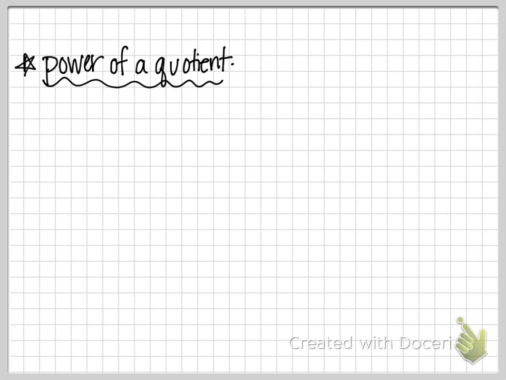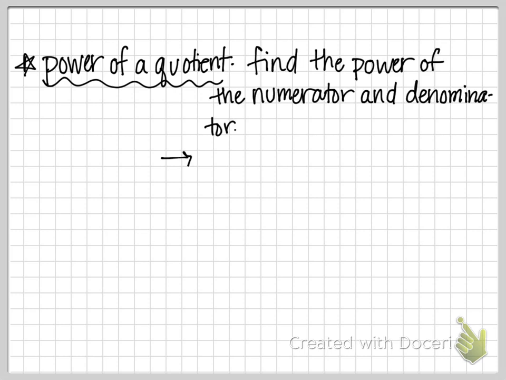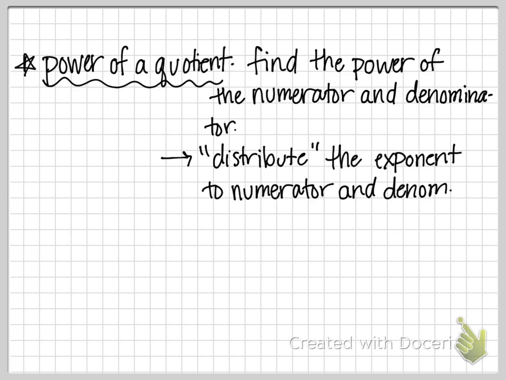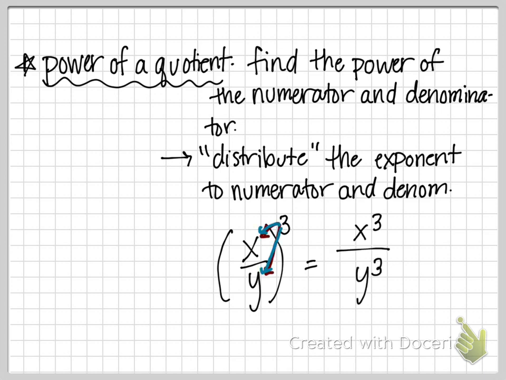The second one is power of a quotient. This is where we have something inside parentheses being divided, a quotient. To simplify that, you distribute the exponent to the numerator and the denominator inside the parentheses. So if we had the quantity x over y to the third power, we give that exponent of 3 to both the numerator, x to the third, and the denominator, y to the third.